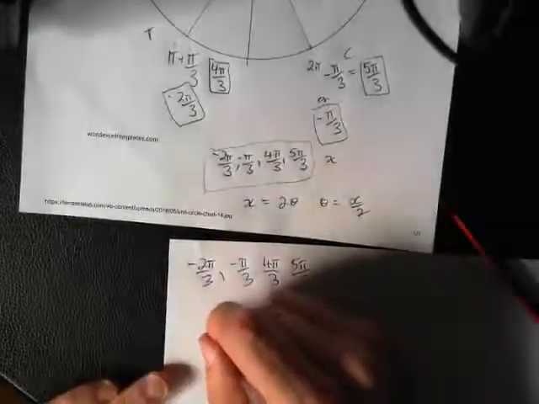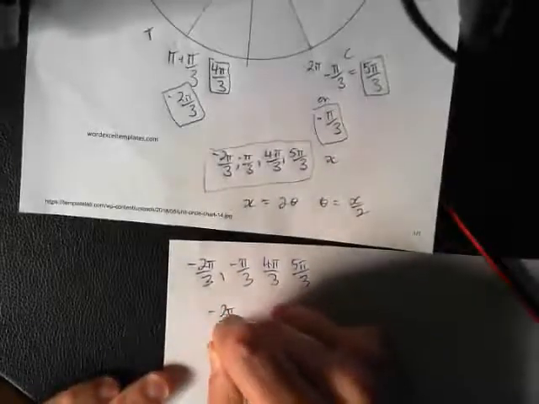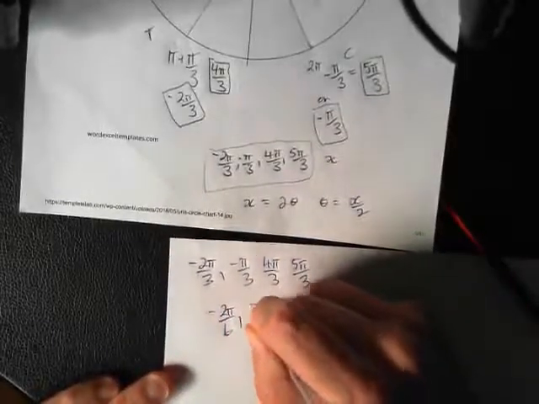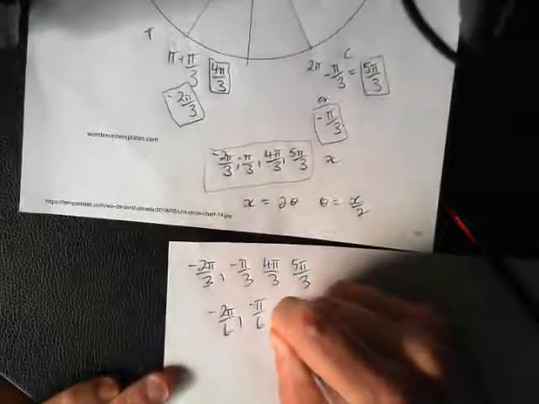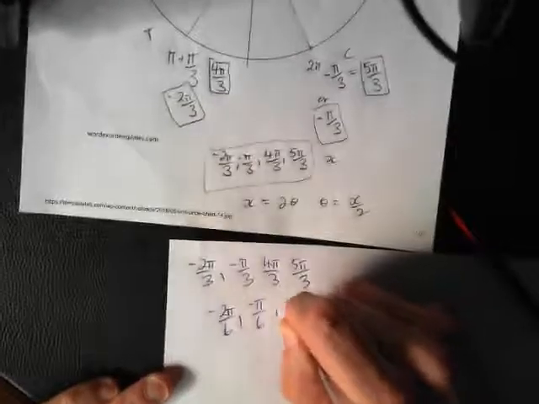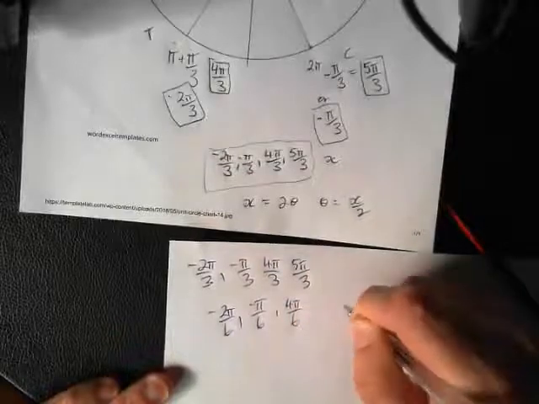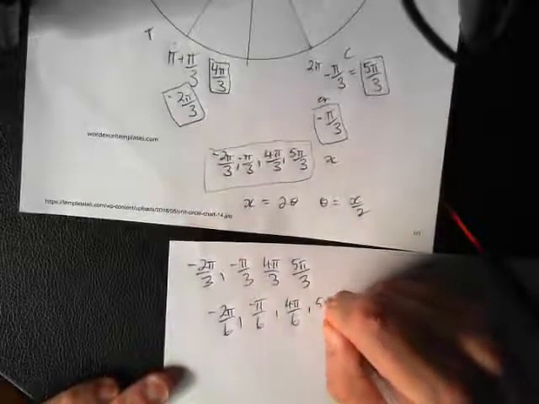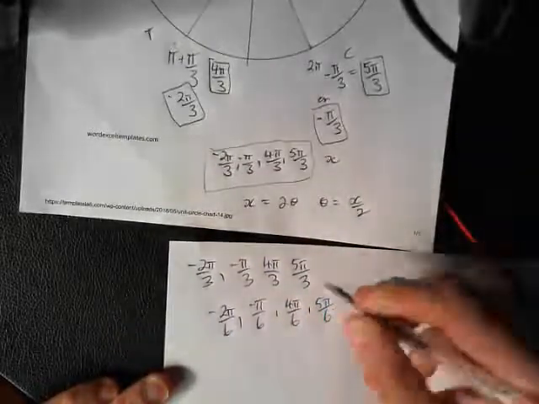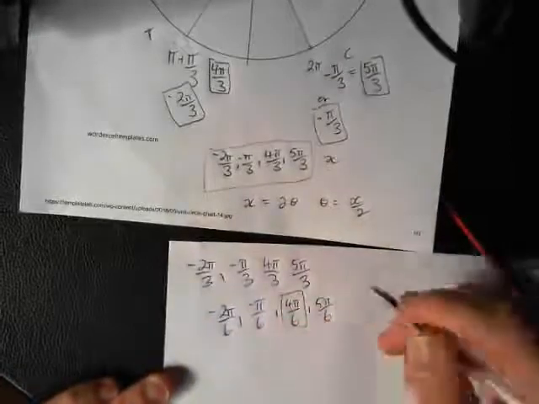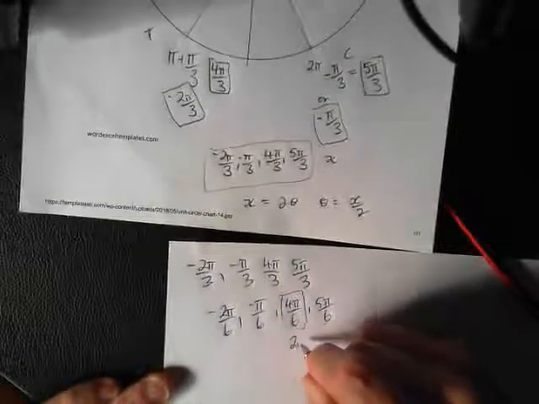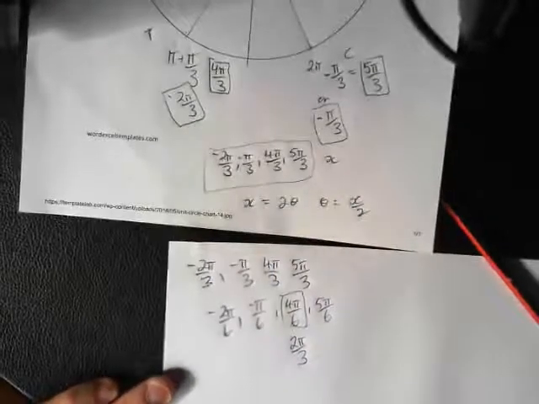Now if you want to divide all of those by 2, you can just double the bottom number. So this becomes negative 2 pi on 6, negative pi on 6, 4 pi on 6, and 5 pi on 6. Now 4 pi on 6, we can simplify back to 2 pi on 3. So they are the 4 solutions to the original equation.